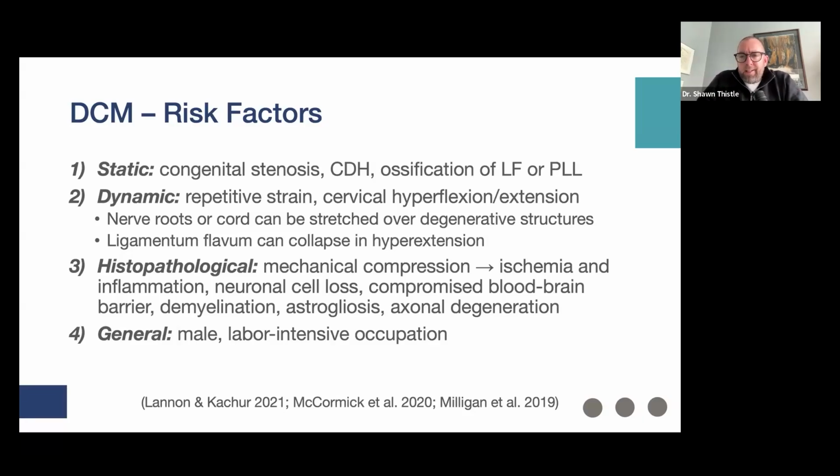Histopathologically, mechanical compression can lead to ischemia, of course, cutting off blood supply, like I mentioned earlier. This can also promote inflammation and lead to things like neuronal cell loss, compromised blood-brain barrier, demyelination, astrogliosis, and axonal degeneration. So all kinds of cell-related neurological deficits can occur there. General risk factors, again, this is more common in men than women. I didn't give you a great number on that because I don't think there is one, quite frankly. But it's something to keep in mind for people that had a labor-intensive occupation as well. And that can include motion, that can include loading, that can include exposure to vibration, which ties into disc pathology as well.